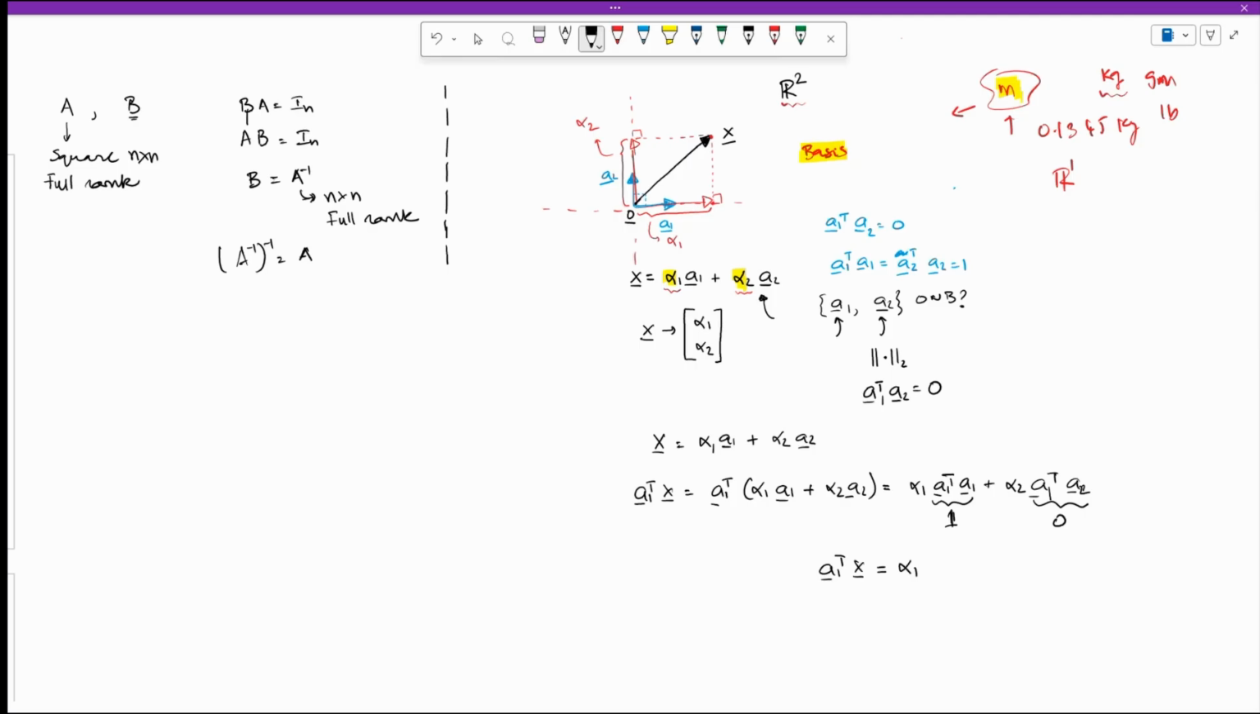In fact, this says that your alpha 1 is simply the standard inner product of x with A1. The standard inner product of x with any vector A1 is you simply drop a perpendicular onto that vector A1, and then see where it intersects. And this distance that you get will be alpha 1. So here alpha 1 is equal to A1 transpose x. Similarly, what is alpha 2? That will be A2 transpose x.